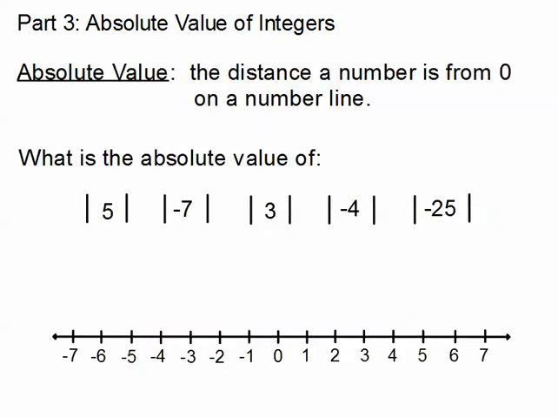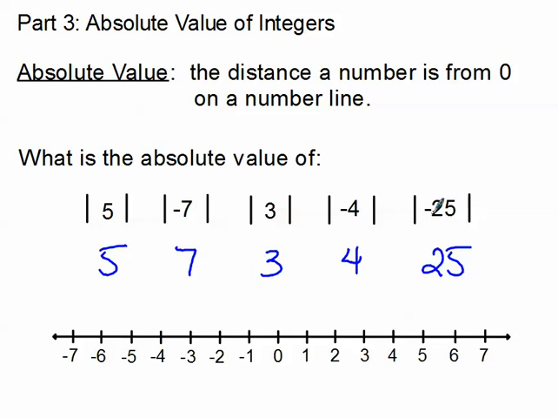So if I gave you 5 questions like this right here, the absolute value of 5 is 5. The absolute value of negative 7 is 7. The absolute value of 3 is 3. The absolute value of negative 4 is 4. And the absolute value of negative 25 is 25. No matter what the number is inside the absolute value bars, your answer will always be positive.